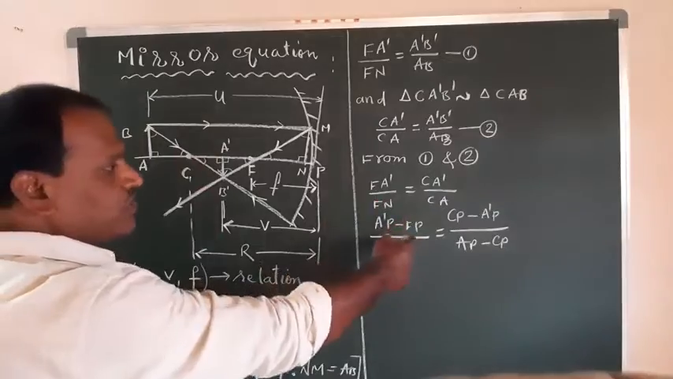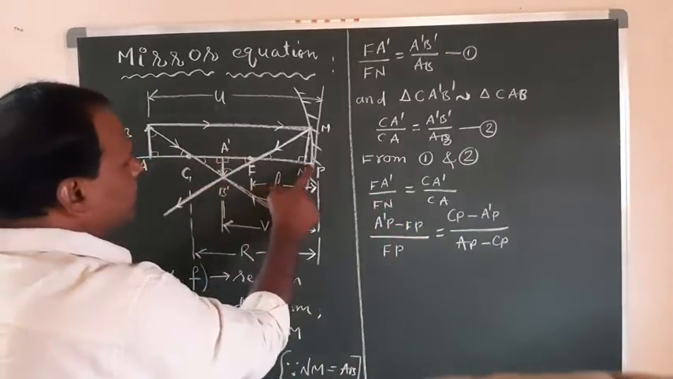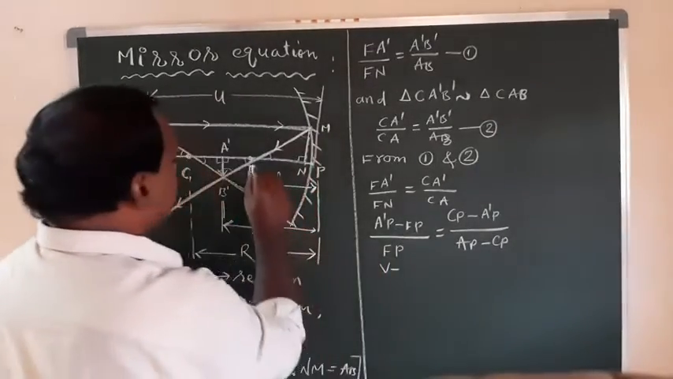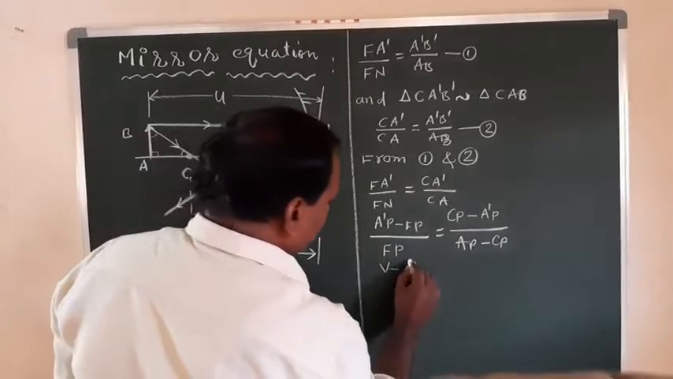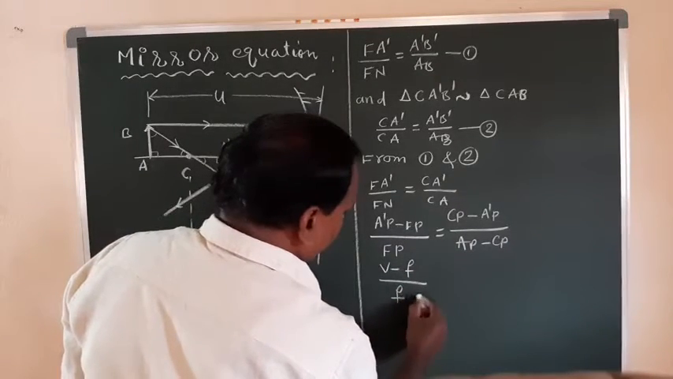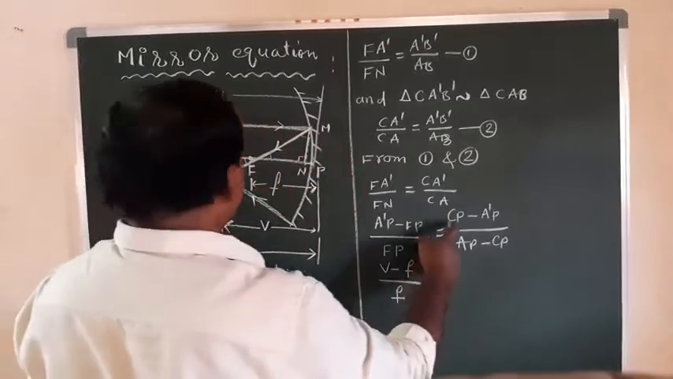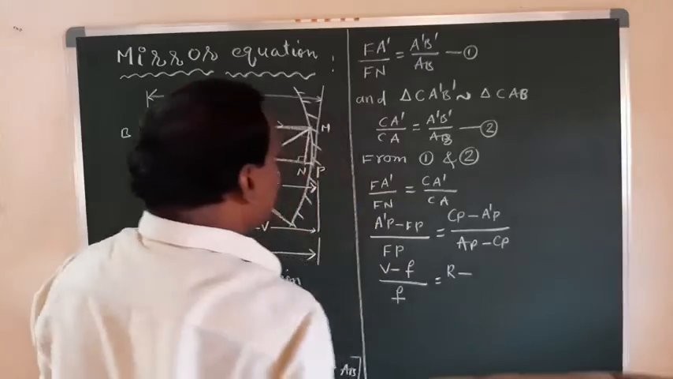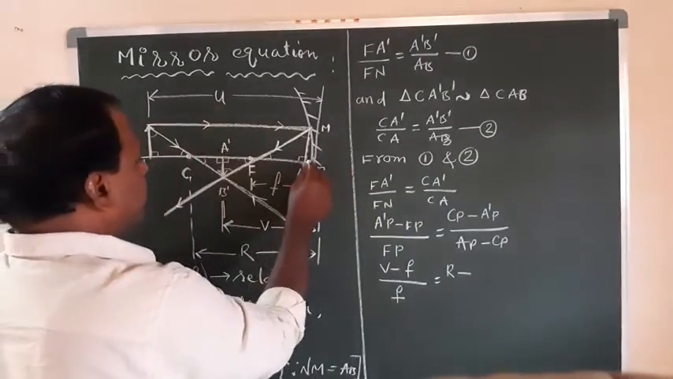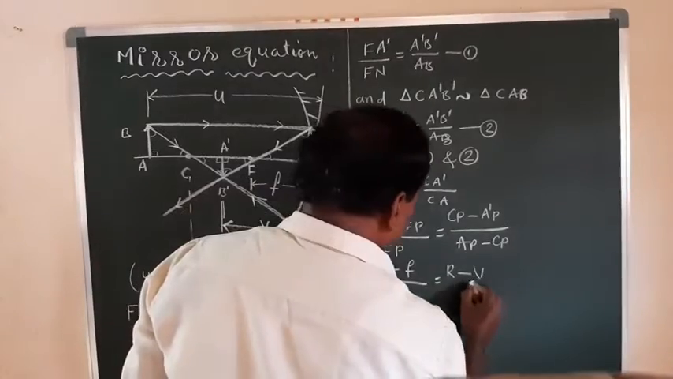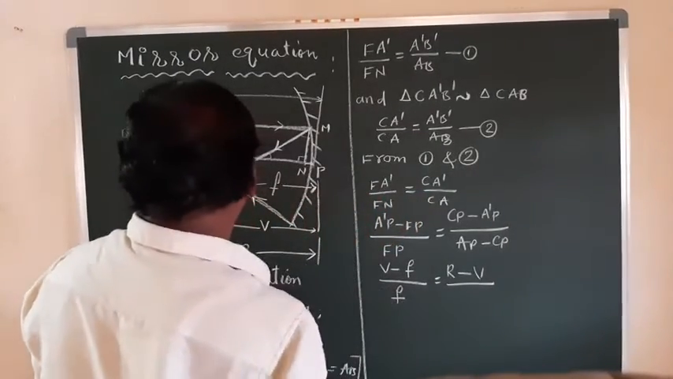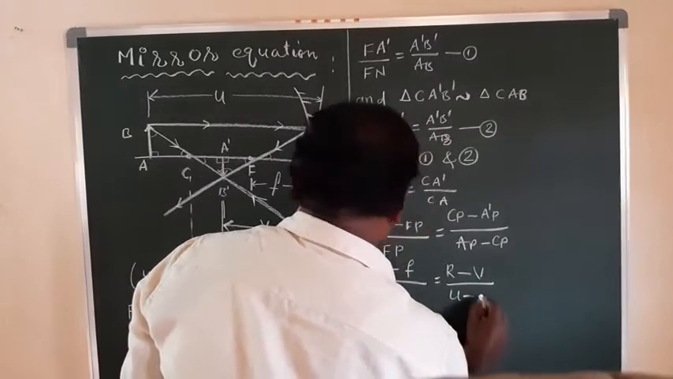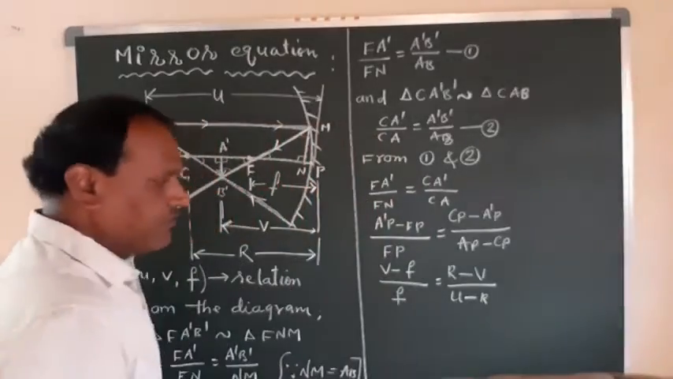Now just put these values. So what we have, A'P, what is that? It is V. So V minus FP, it is focal length f, upon f is equal to CP, C to P, it is R, minus A'P, it is V, upon AP, it is U, minus R. So this is the equation we got now.